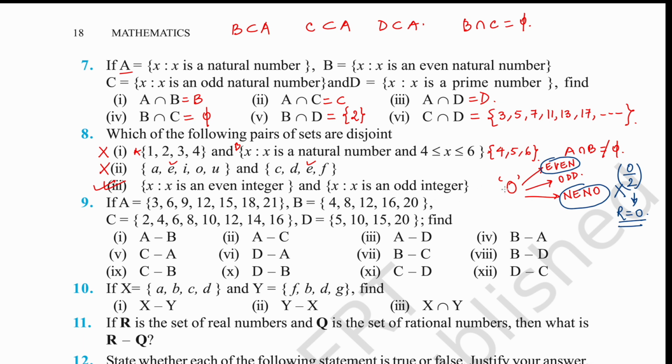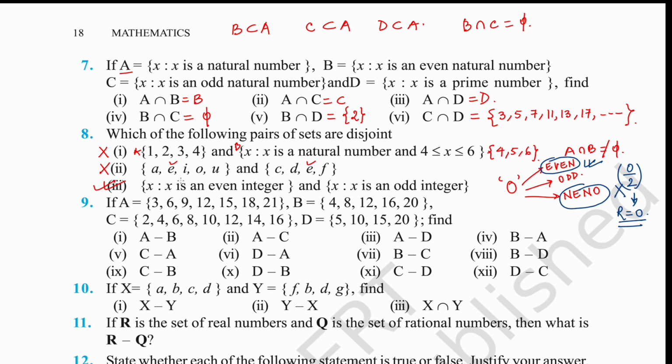So if you have confusion whether 0 is even, odd, or neither even nor odd, always keep in mind that 0 is an even number, right? So there is no intersection or there is no element common between the two sets. So that is why these two sets are a pair of disjoint sets.